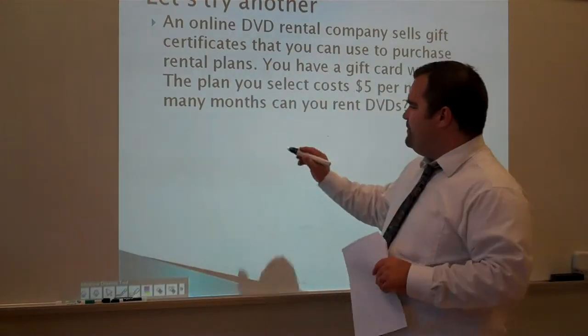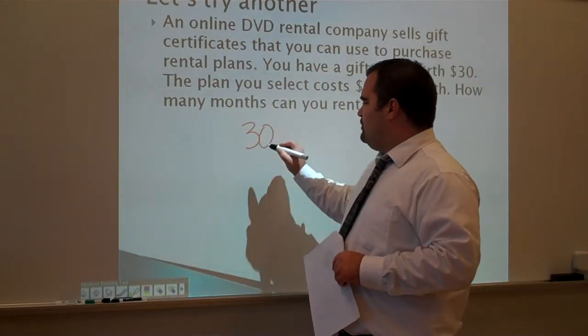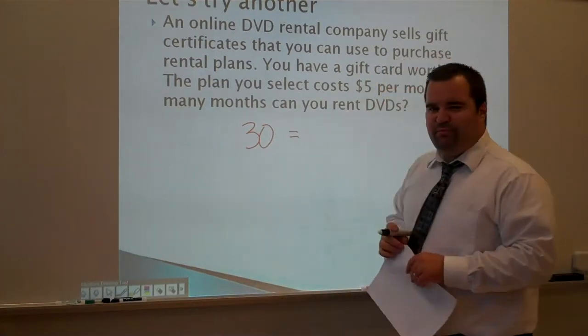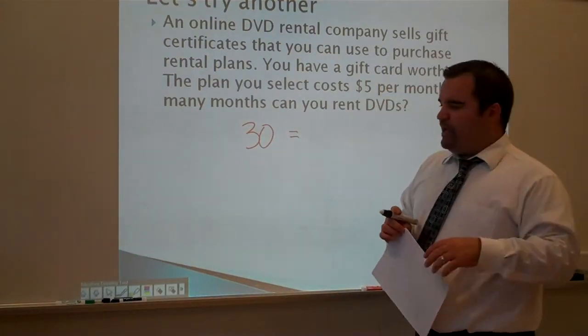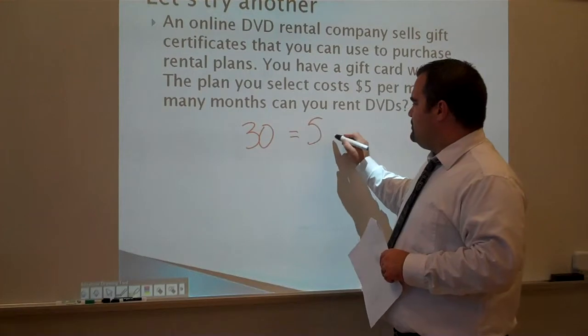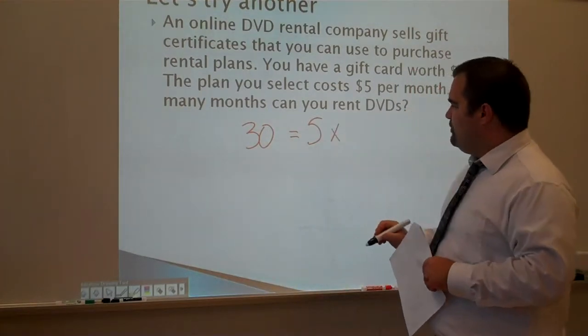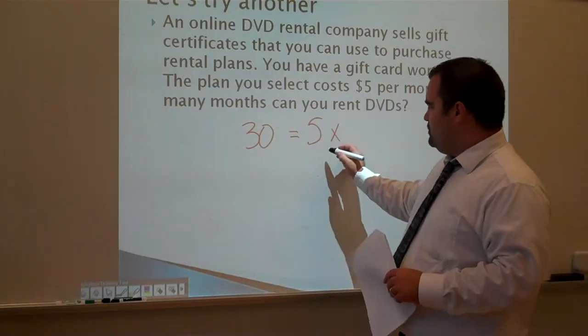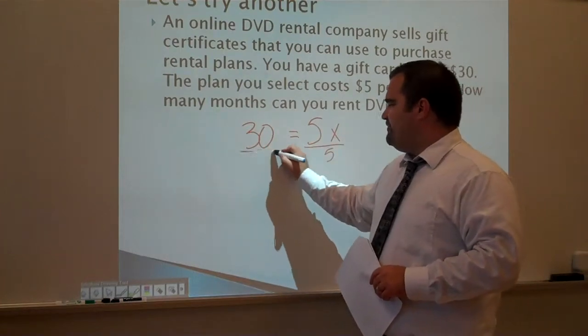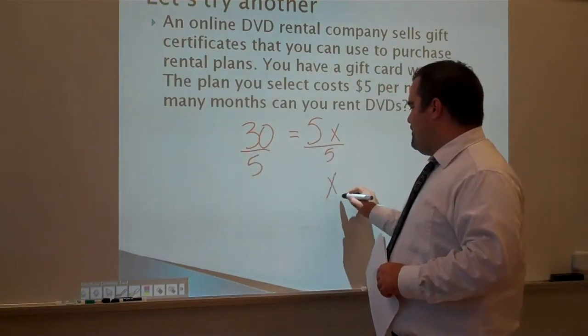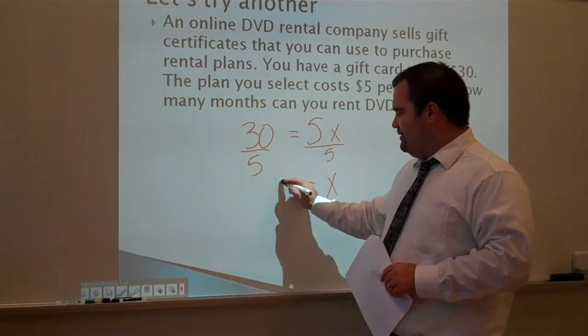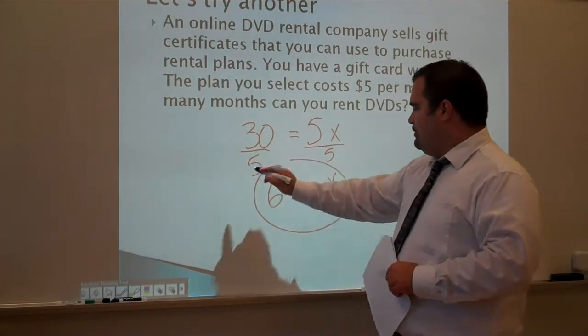Let's see. I have $30, and it costs me $5 per month, right? $5 per month. Well, that's pretty easy. Just divide both sides by 5. How many months of a plan can I get? 6 months.